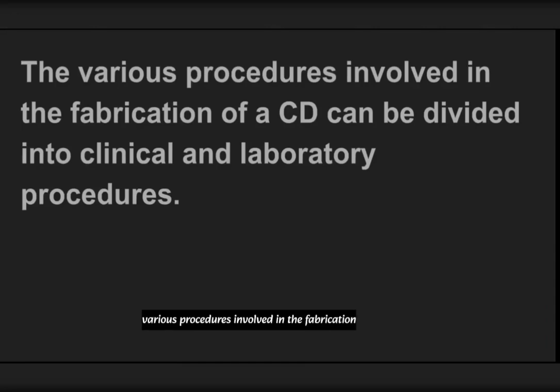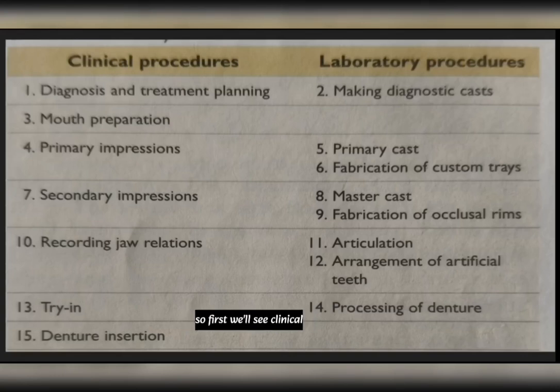So what are the steps in fabrication of a complete denture? The various procedures involved in the fabrication of a complete denture can be divided into clinical and laboratory procedures. First we'll see the clinical procedures. First you will go with the diagnosis and the treatment planning. When the patient arrives, you will do the diagnosis and plan the treatment. Next you will make the impression, then send it to the lab for making the diagnostic cast.